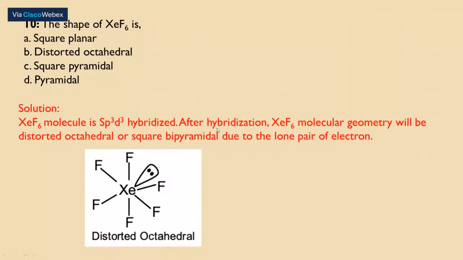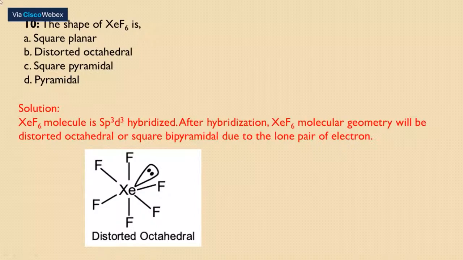As I said, if you remember the shape of the orbitals of the particular molecules, then you can directly mark the final answer and save your time. So the solution: the XeF6 molecule has sp3d3 hybridization. After hybridization, the XeF6 molecular geometry will be distorted octahedral or square bipyramidal due to the lone pair of electrons. Otherwise it is octahedral only.